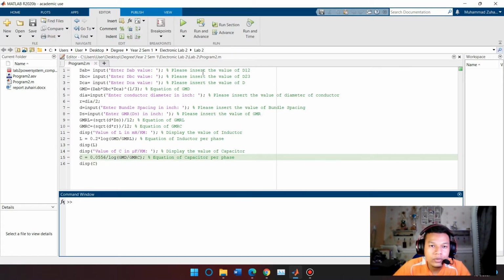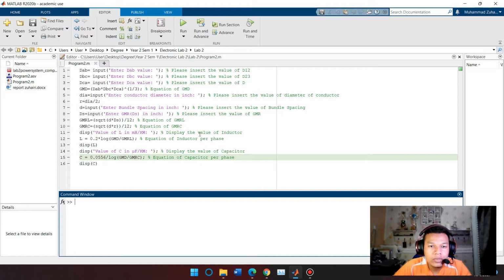For the first row, we need to insert the value of D12, and for DBC, we put the value of D23, and for DCA, we put the value of D31. The fourth row is the equation of GMD, and then we insert the value of the diameter of the conductor, and the radius is diameter over 2. Next, we insert the value of bundle spacing, and then we insert the value of GMR. This is the equation of GMRL and GMRC.